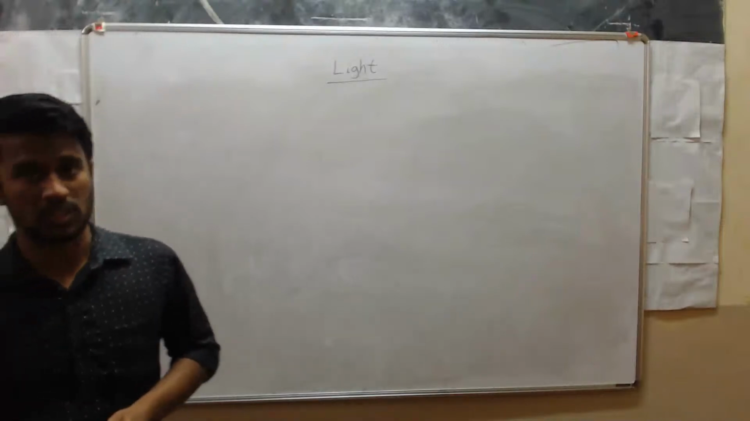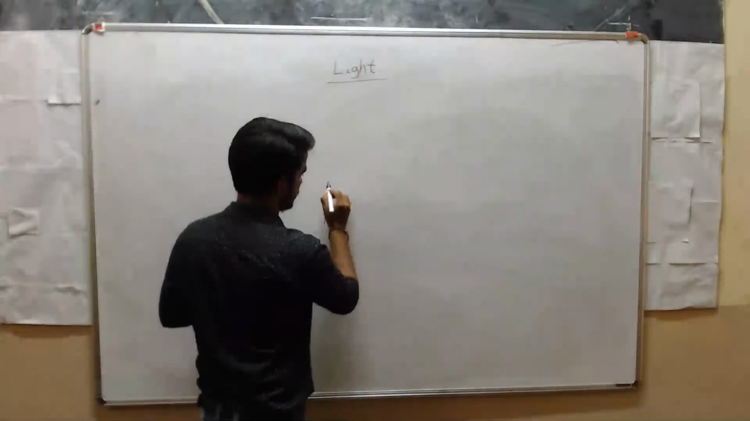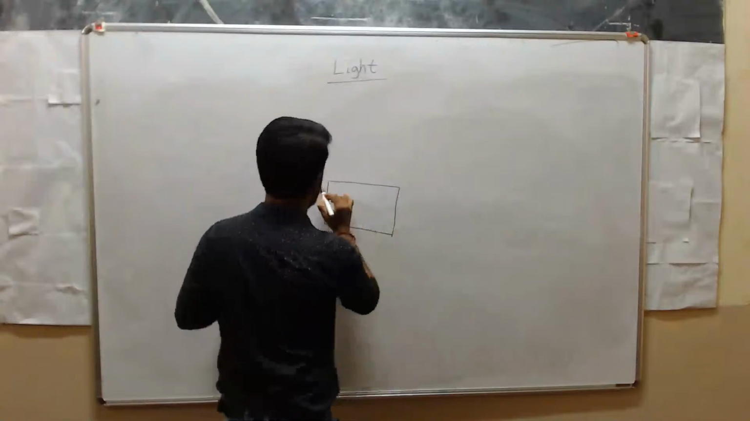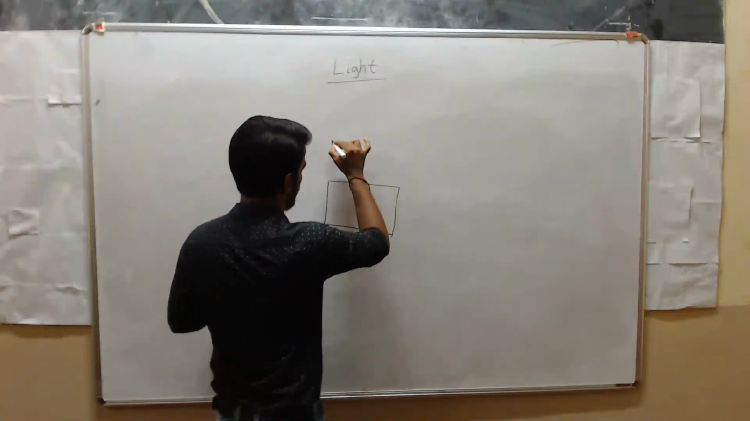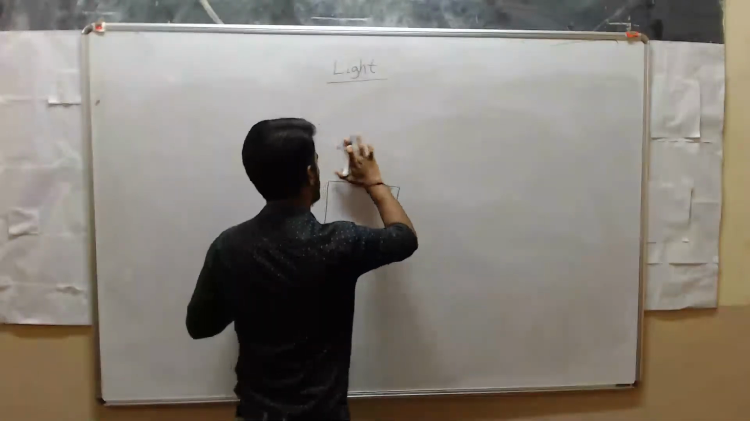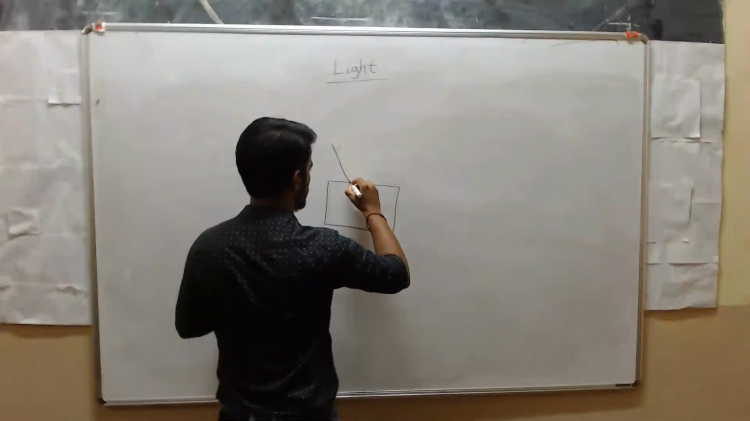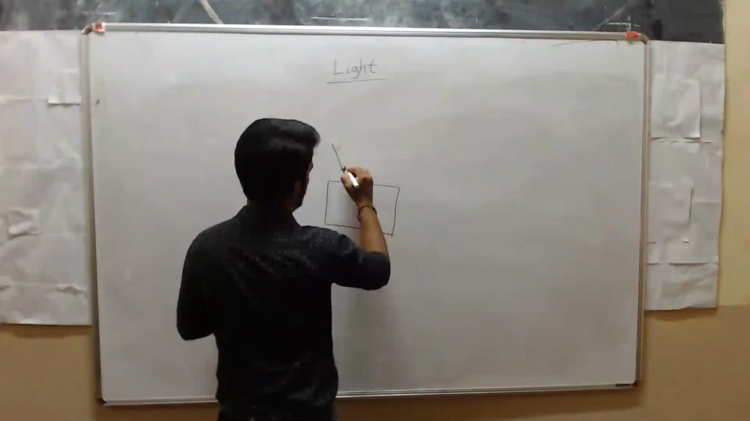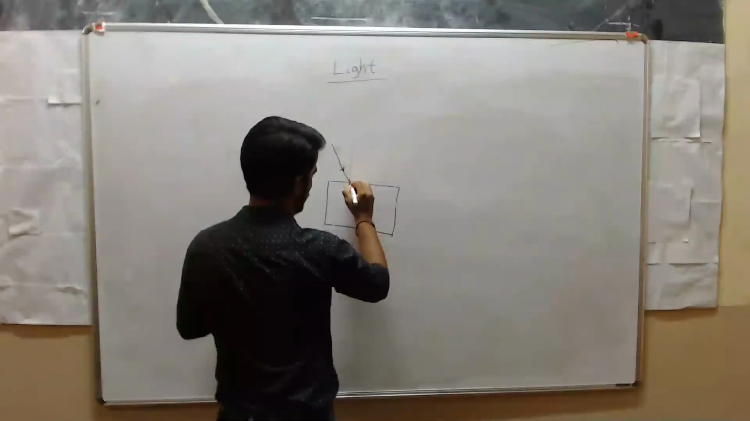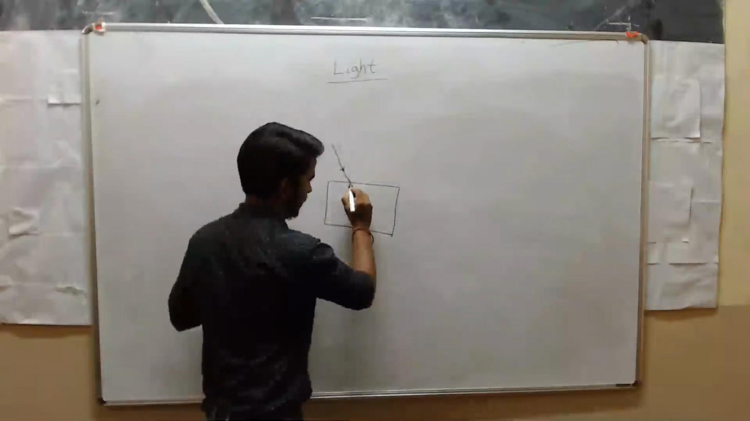We have studied the refraction of light through a rectangular glass slab. Okay. So just imagine this is a rectangular glass slab. I am passing a ray of light. Okay, incident ray, and at the point of incidence, we draw the normal. That normal is perpendicular to the surface.